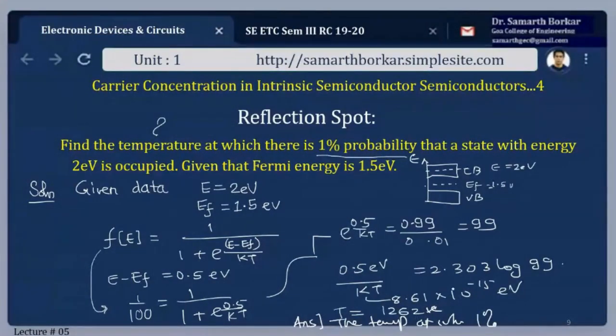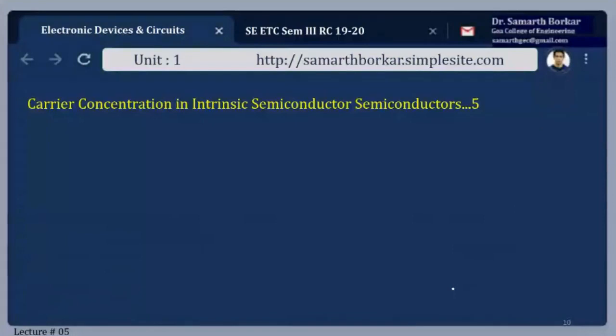From this, what idea did you get? If I'm going to have a probability of 1% of electron present at that energy level E, I should provide it with a temperature of 1262 Kelvin. Okay, this is just for you all, to get an idea how we can use this for numerical application. Now let us make it slightly more complex.